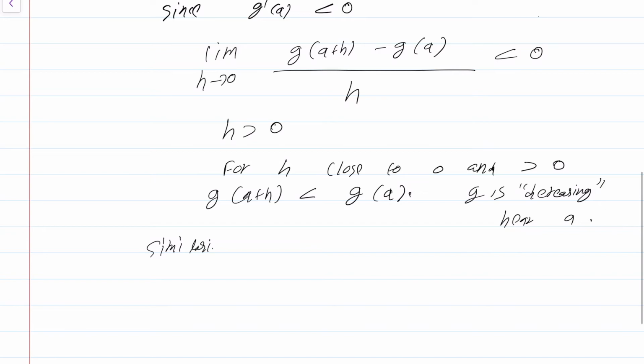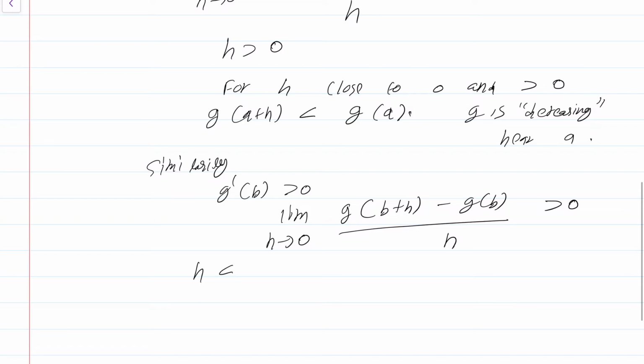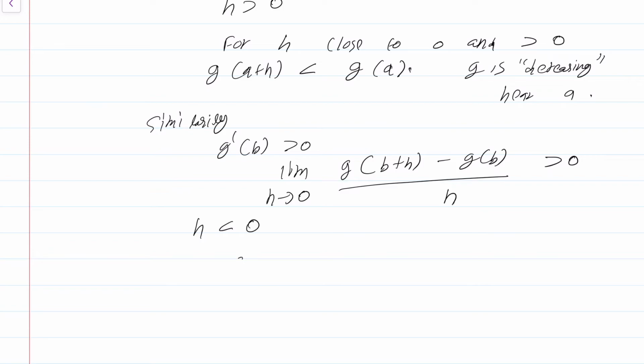Similarly, g prime of b is greater than 0. So that means the limit as h goes to 0 of g of b plus h minus g of b, divided by h, is greater than 0, right? But here h has to be negative, simply because we are at the right endpoint. So this will show that g of b minus g of b plus h is greater than 0, or in other words, g of b is greater than g of b plus h.